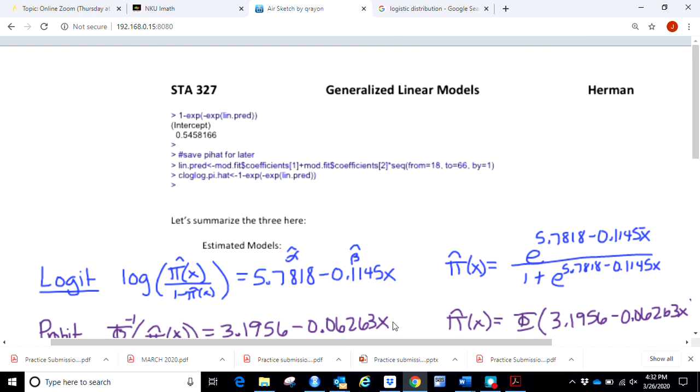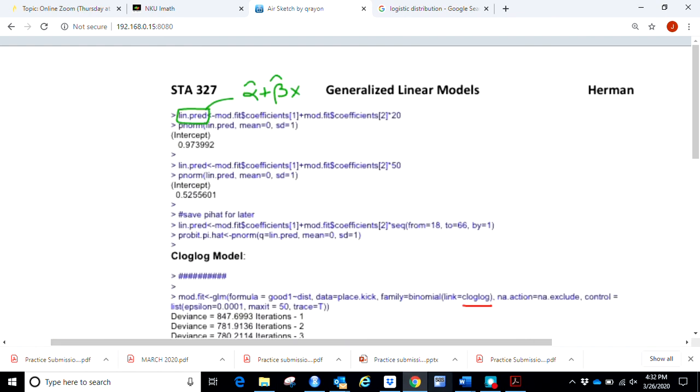Finally, let me talk about some of the extra code that you see here. And this is going to be useful for me later when I actually want to get a plot of all my different link functions. So notice for the Probit, for example, I did it for 20 yards and 50 yards. But I could do this for any yardage that makes sense to plug into my data. So I'm going to do it for every distance between 18 and 66. So that's what I'm doing here.